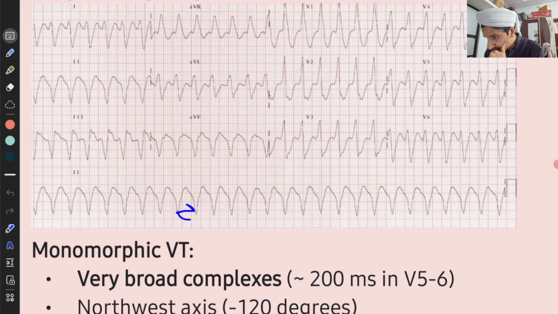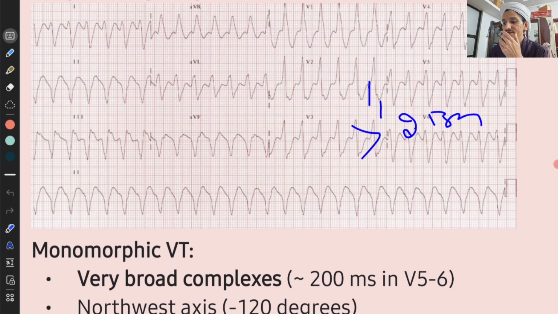From V1 to V6 there is concordance, all are positive. And you see two ears, this is one ear and this is the second ear. This is not an ear-like thing. You can see the Josephson sign, see this notching. Now if you calculate the nadir here, this one to this point, this is more than 2.5 small squares. So this is ventricular tachycardia, all the features are met.